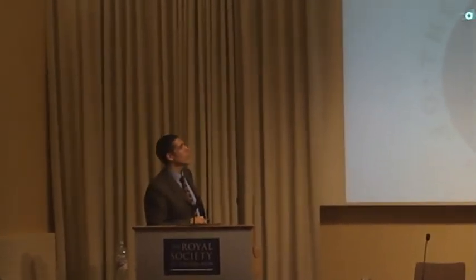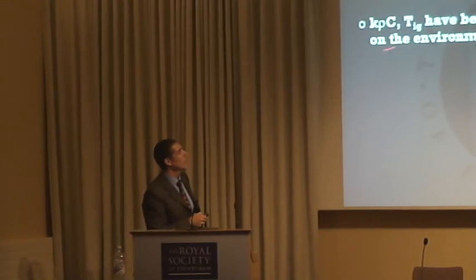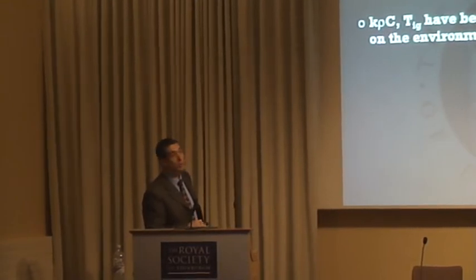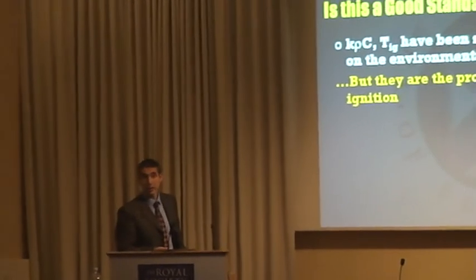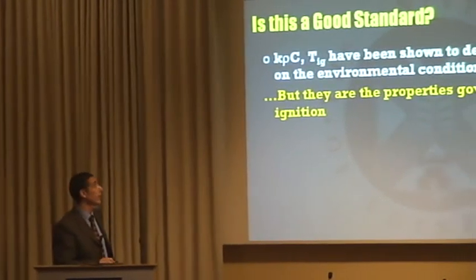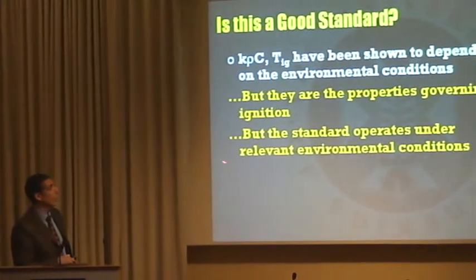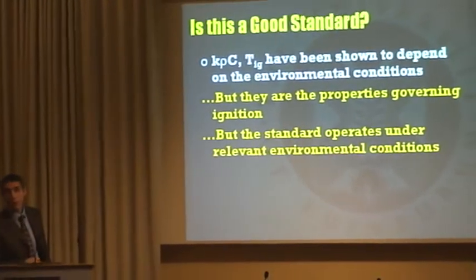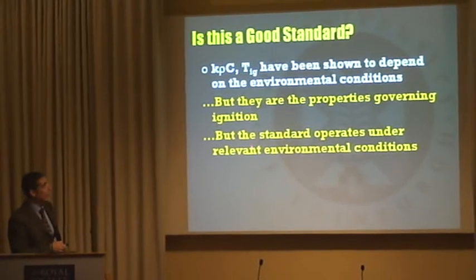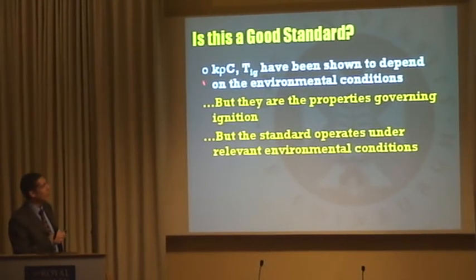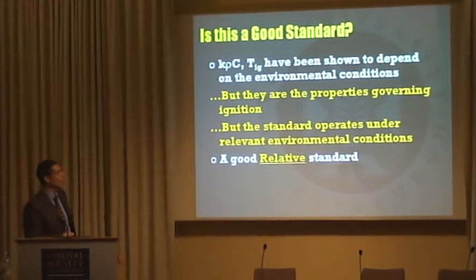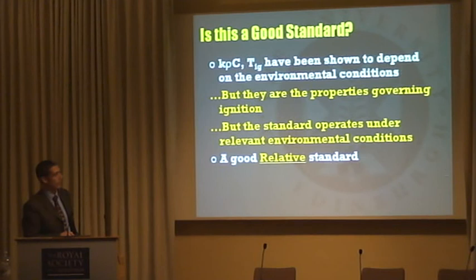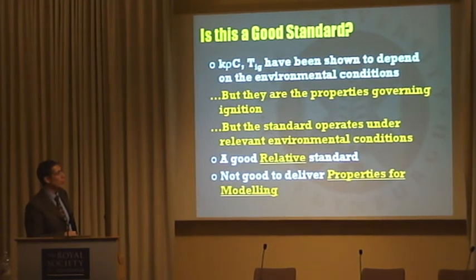So, the question is: is this a good standard? Well, these two parameters have been shown to depend on the environmental conditions, but they are the properties governing ignition. They are the key properties that are going to govern ignition. And the standard operates under relevant environmental conditions. So the two things validate the fact that these two properties are quite useful as a way to assess performance for ignition. It's a good relative standard, but not a good standard to deliver properties from.